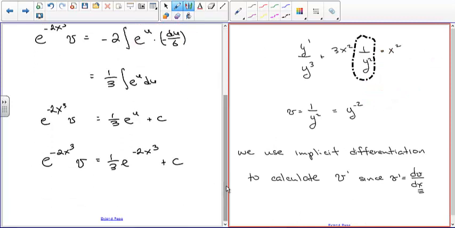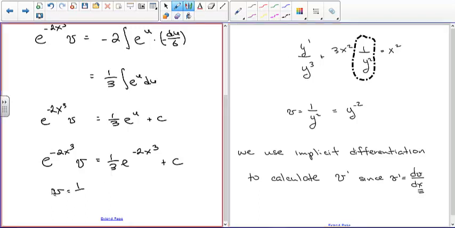Okay. So then we know that v is equal to 1 over y squared. So we plug that back in. So you get e to the, sorry.